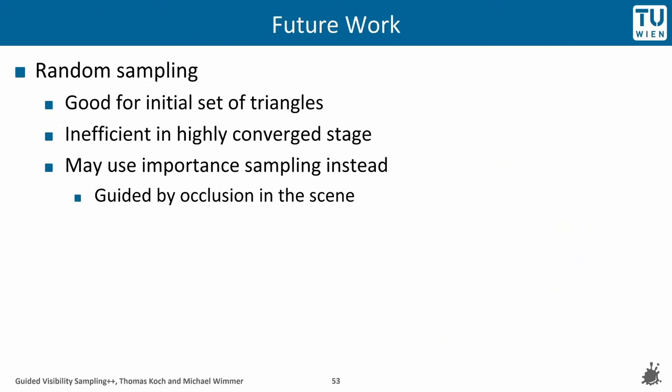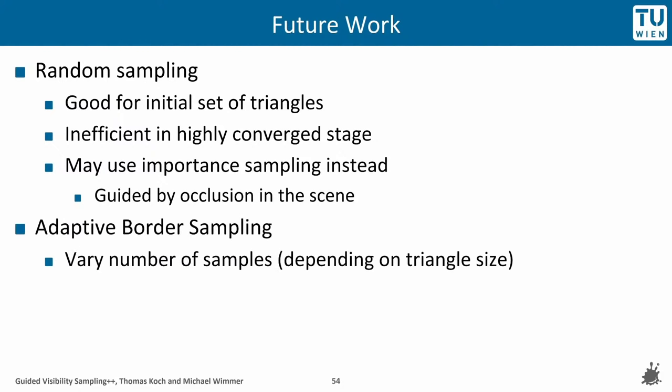Future work includes improving the random sampling, because this is only good for an initial set of triangles, but inefficient for highly converged stages. You may use importance sampling instead, that is guided by occlusion in the scene. And also adaptive border sampling, where you may want to vary the number of samples depending on the triangle size.